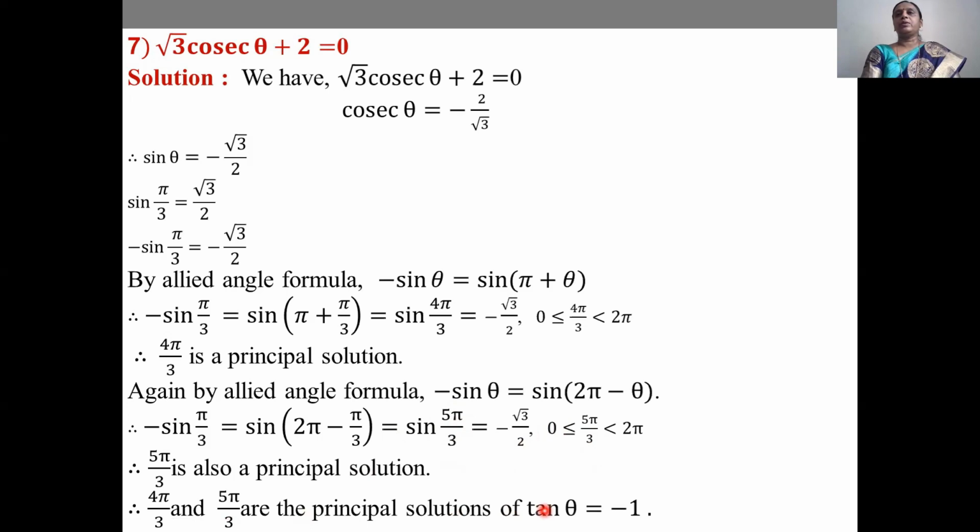In this way, from exercise 3.1, we have solved questions 1 and 2. We will solve the remaining questions in our next video.